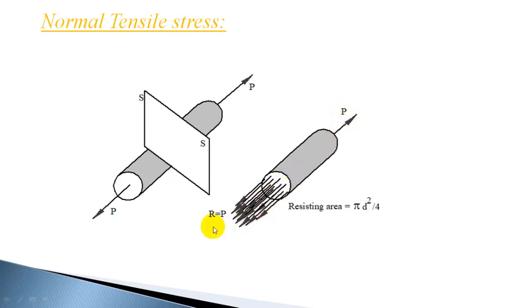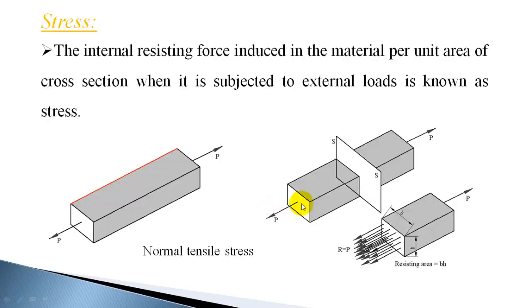So resistance divided by area: resistance is P, that is the load, divided by area, which is pi by 4 d square. That will give the stress. In the previous example, the area is calculated for a rectangular cross section. You can calculate the area as B into H. Resisting area is BH and load is P, and resistance also will be equal to P. So stress induced will be P divided by BH.